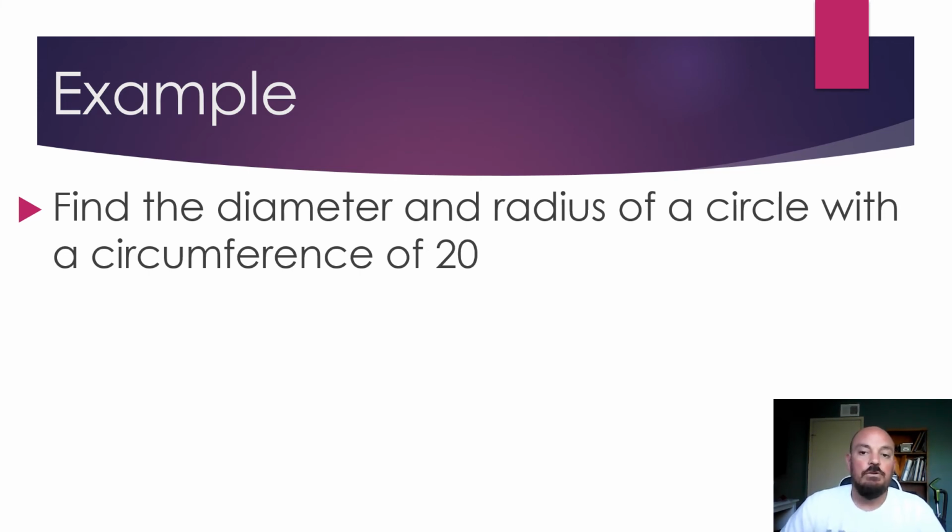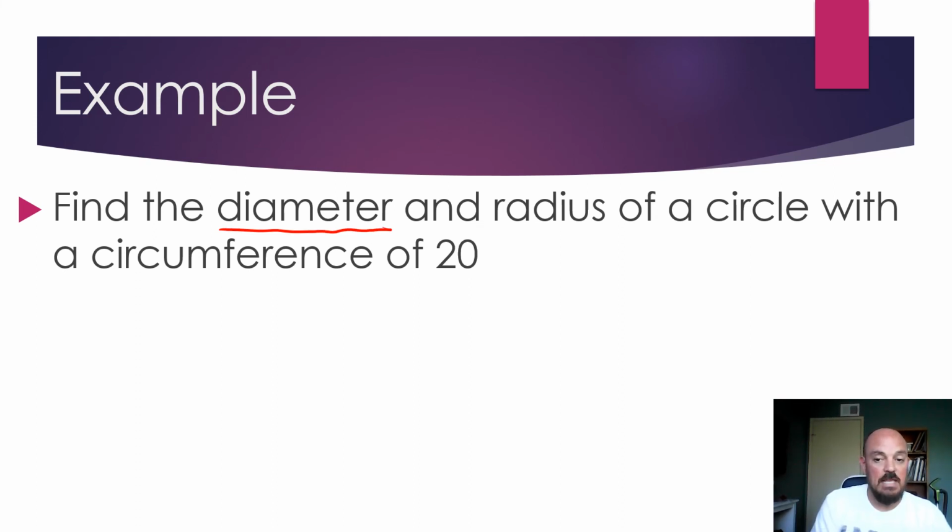Okay, so for our last example today, let me flip the question. In the first example, I gave you the radius and asked for the circumference. Second example, I gave you the diameter and asked for the circumference. Third example, I'm going to give you the circumference and ask for both the diameter and the radius. So let's do them one at a time. Let's start with the diameter.